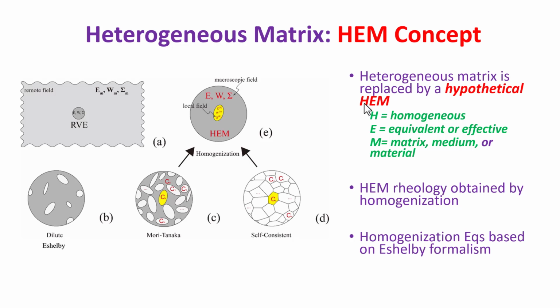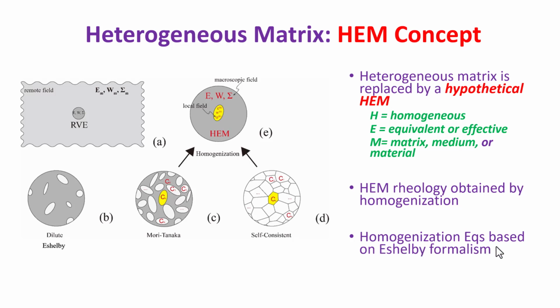HEM may stand for slightly different things in different papers. H is always homogeneous. E can stand for either equivalent or effective. M means matrix, medium, or material. Regardless, the concept is the same. That is, we use a hypothetical uniform material to approximate the actual heterogeneous matrix. The rheology of HEM is obtained by a homogenization method, which we discussed in the previous lesson.